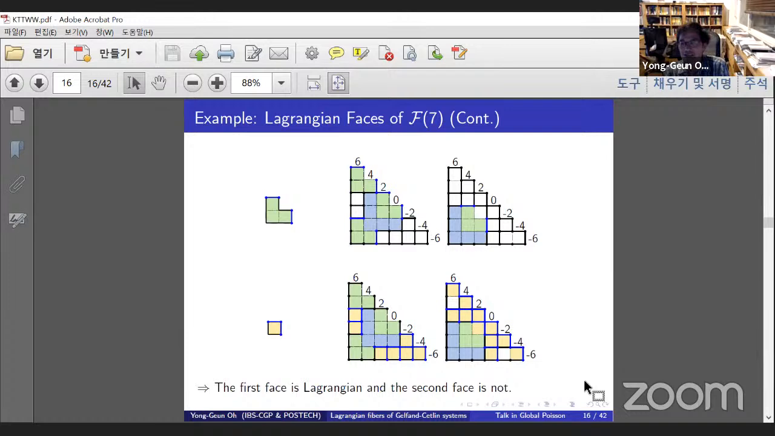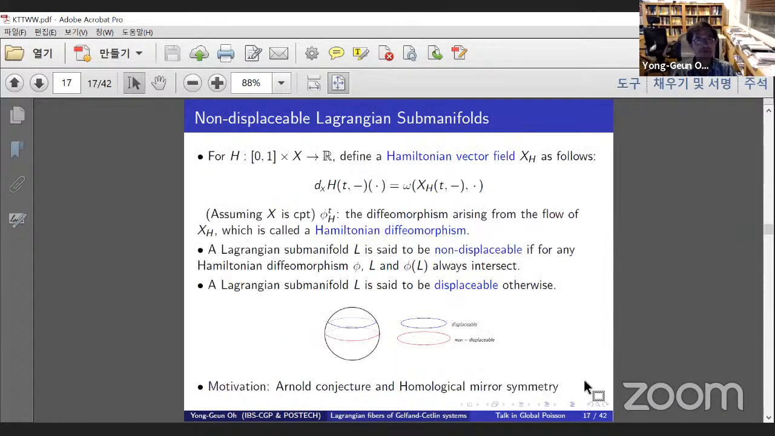And in fact, the dimension does not match for the second one. But at least this shows that this L block criterion really can tell the Lagrangian phases.